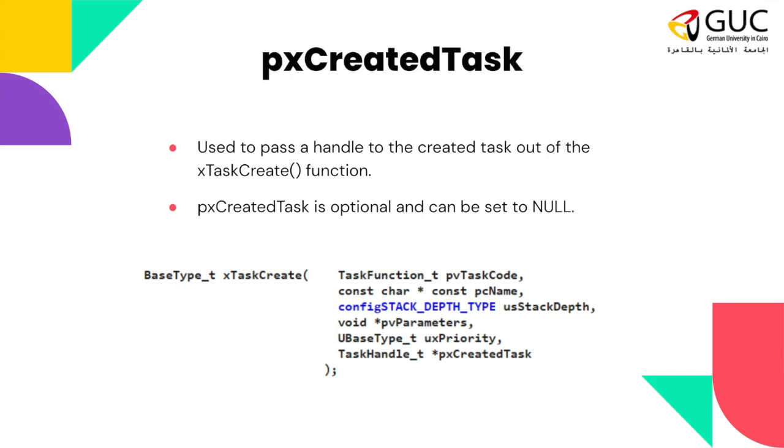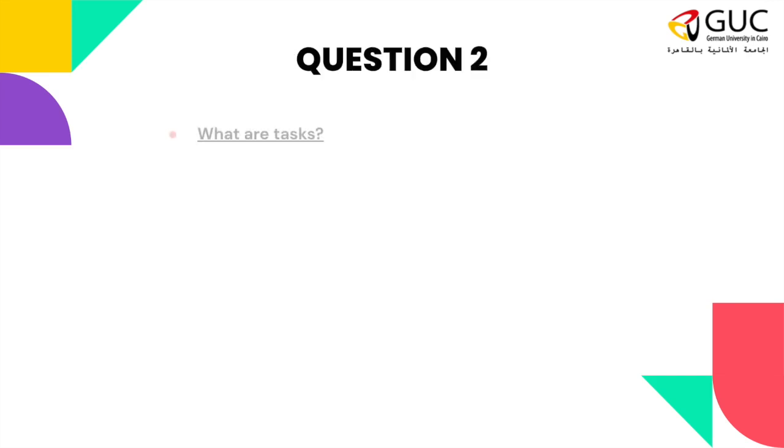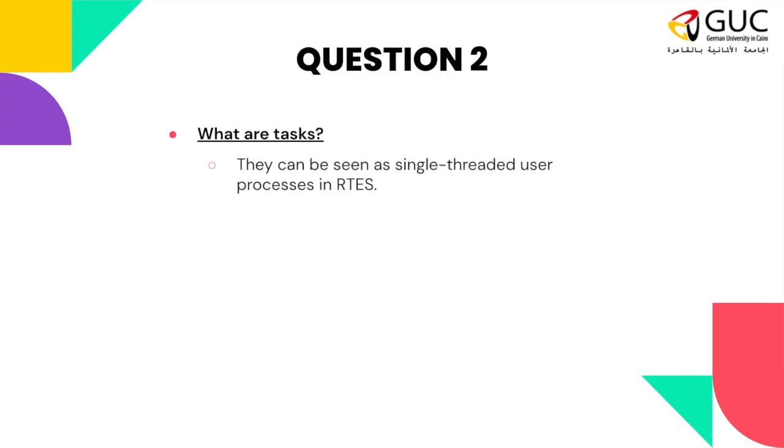Now we are done with the initialization of a task and how to create or call tasks in our system. So now let's move on to our questions. And the first question is, what are tasks? As I told you before, they can be seen as single-threaded user processes in real-time embedded systems. User processes in normal systems are called tasks in real-time embedded systems. So same concept, but different terminology.